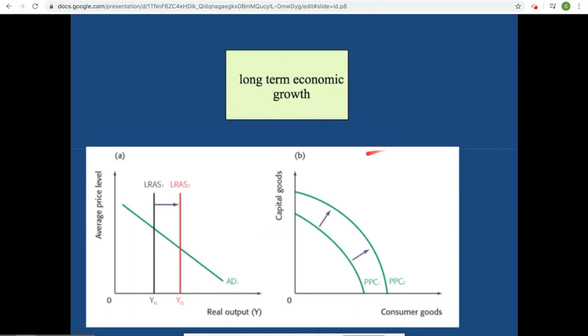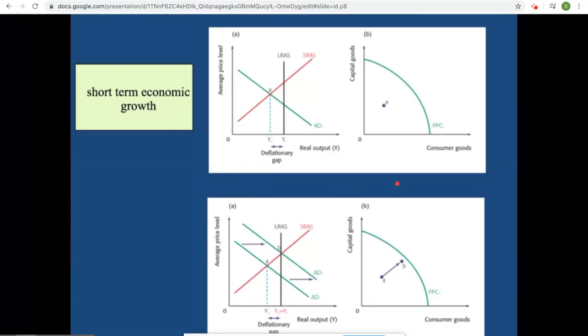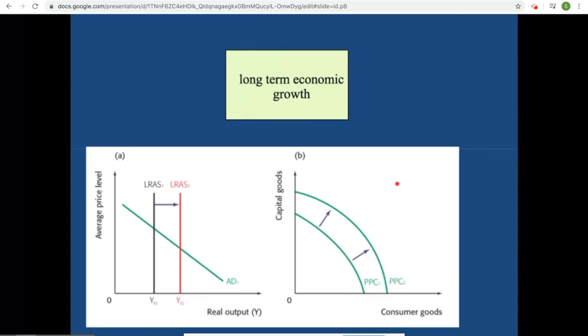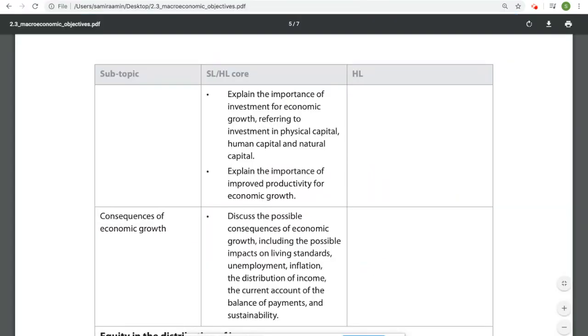Okay, long term economic growth, how do you show that? You show that through a shift in the LRAS, right? So when LRAS is shifting rightwards, then you can show the outward shift of the PPC from PPC 1 to PPC 2, and both of these will correspond to long term economic growth. So these are two slides which you can use very well. In fact, this one, this one, and this one to demonstrate how the PPC and the ADAS are connected to one another to show economic growth. And that ties in very well with our objectives over here.